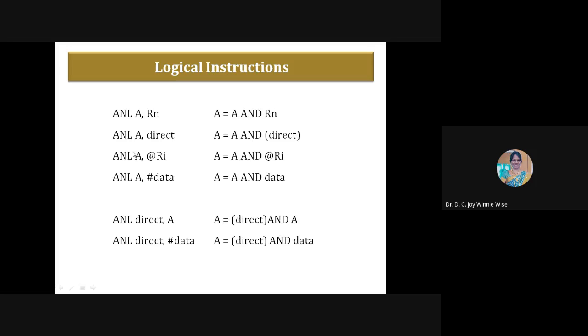You know, for the AND operation, if the inputs are the same, what will be the output? 0, 0 AND operation, what will be the output for 0, 0? 0, yeah. 0, 1, 0. That is, if any one of the inputs is 0, the output will be 0 for AND operation. Coming to this second group here, the destination is direct, and the source can be accumulator and #data. Right. This is the AND operation.